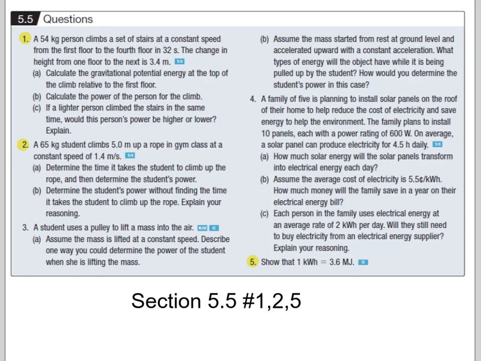Just going back to here, section 5.5, questions 1, 2, and 5, if you could give those a try, please. And I'll point out that I already did this one for you, so that should not be a difficult question to solve.